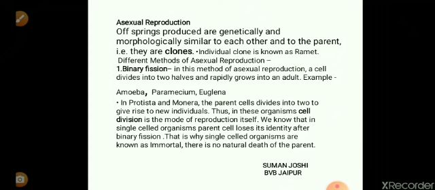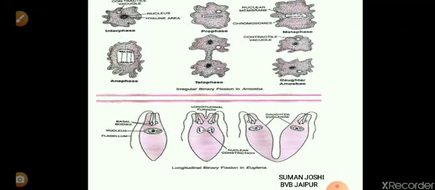And the important thing here is when the single-celled organism divides, then the parent cell loses its identity. And that is why single-celled organisms are known as immortal, because there is no natural death of the parent. The parent cell divides and forms two new individuals, and that is why it loses its identity. So no natural death is occurring here, and that is why they are known as immortal.